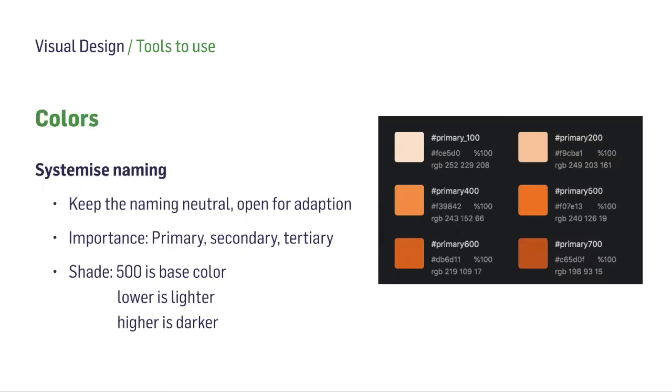So I might hear you thinking, why don't we just call them orange, green, and yellow, for instance, instead of primary, secondary, and tertiary, because I don't know what color that is. Well, you have a point there, but also consider these are the colors that are used by Colruyt, for instance, and Colruyt's brand is orange. And my main color is named primary 500 in this case, and that's the core of Colruyt's color system.